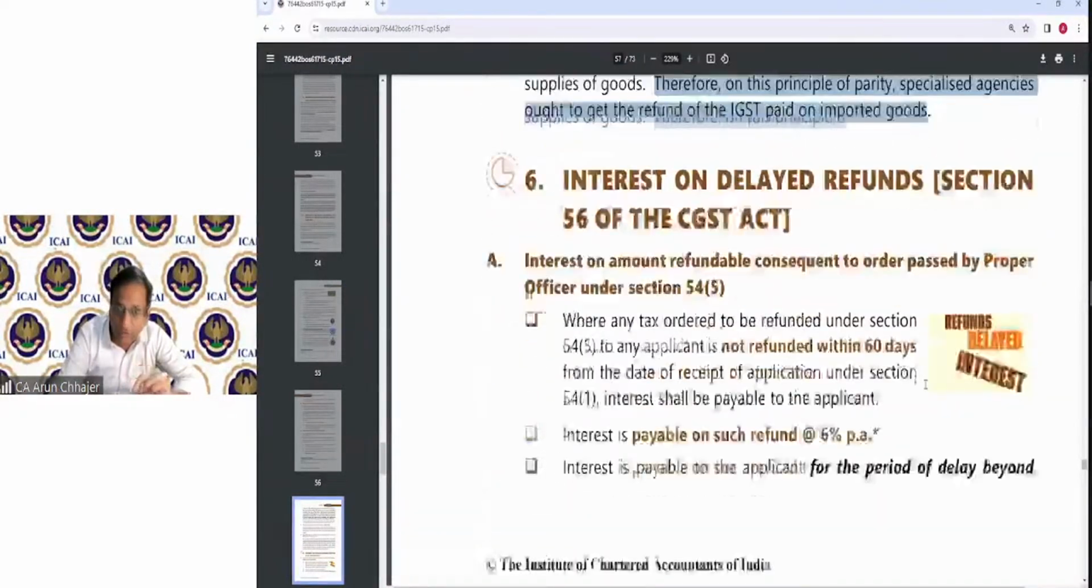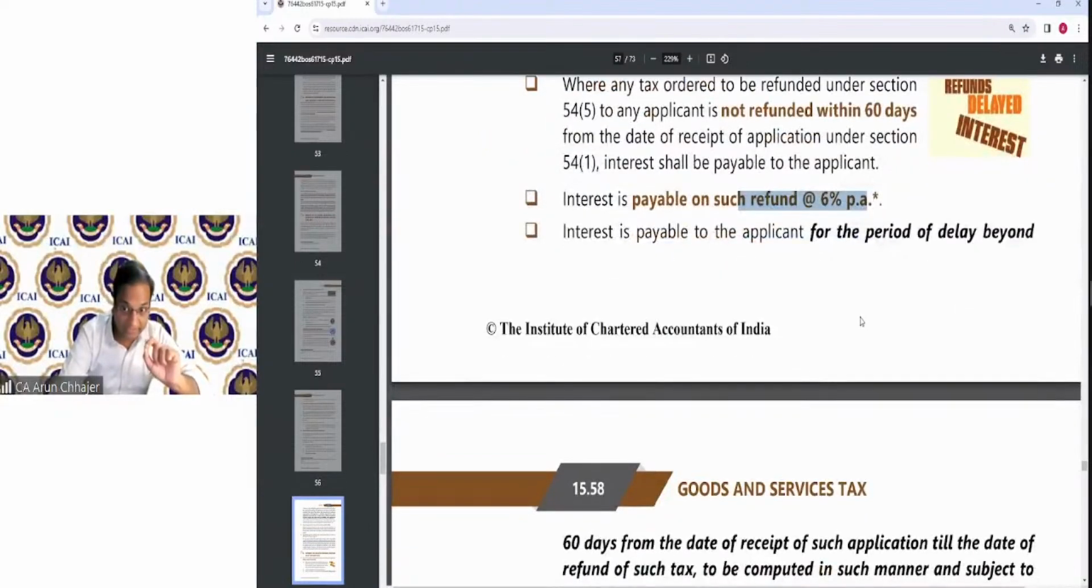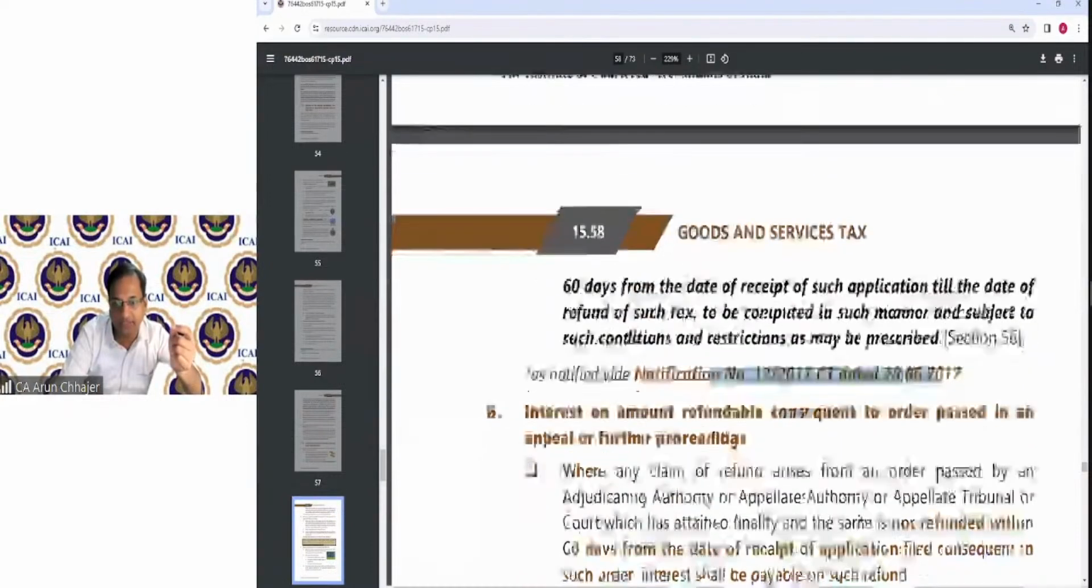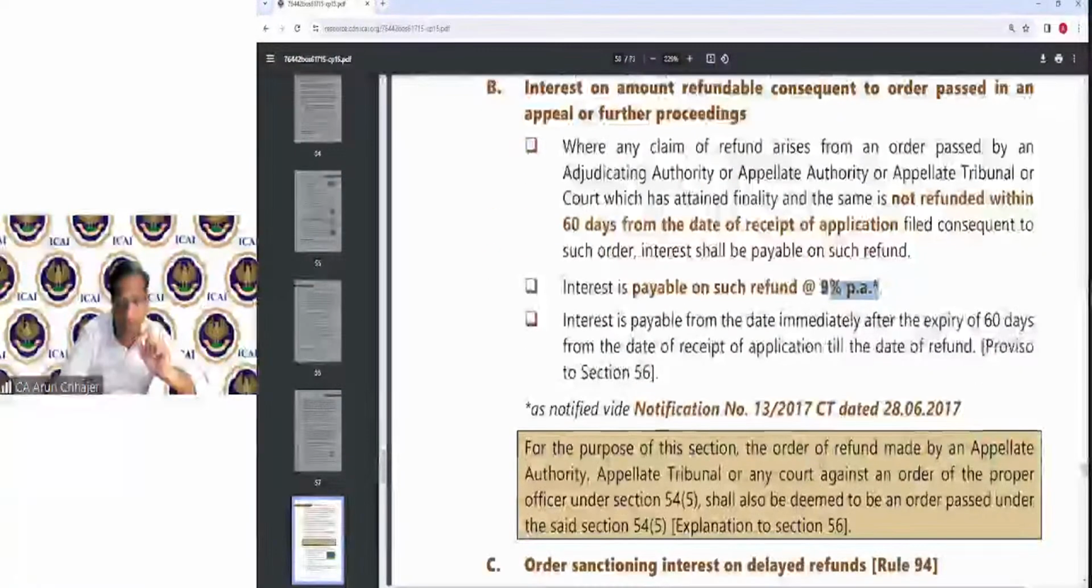What is the rate of interest on the refund? They are saying normally the time limit is 60 days. If the refund has not been granted in 60 days, then the rate would be 6% interest beyond 60 days. Okay, the notification number 13. If the refund is because of any order passed by an adjudicating authority or appellate authority or appellate tribunal or court, then the rate would be, instead of 6, 9%.